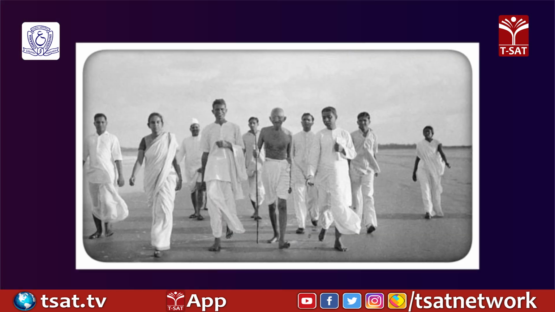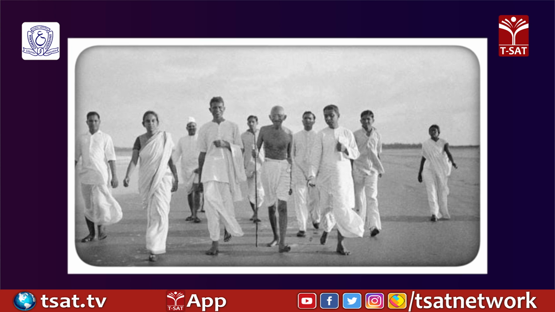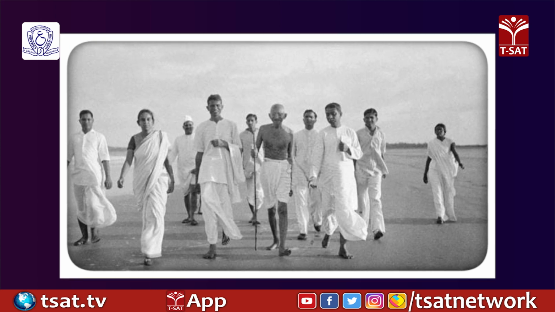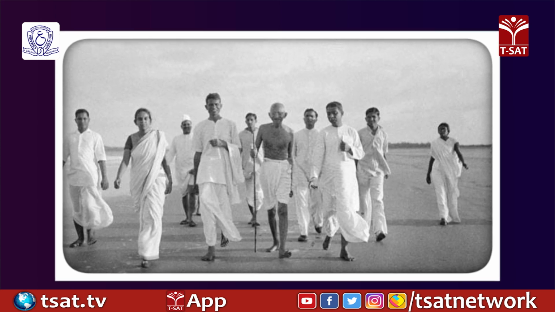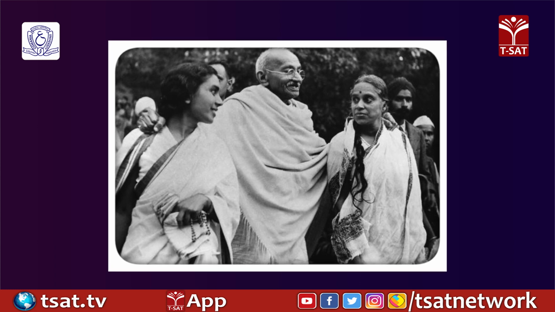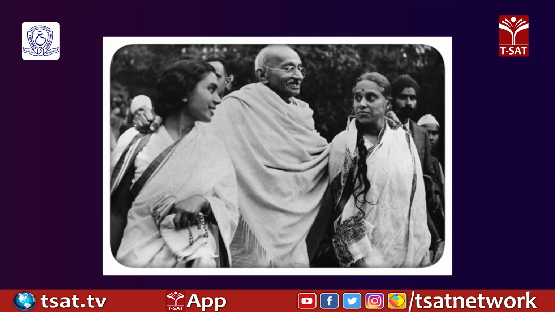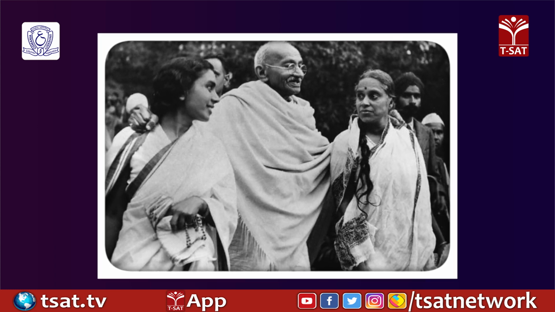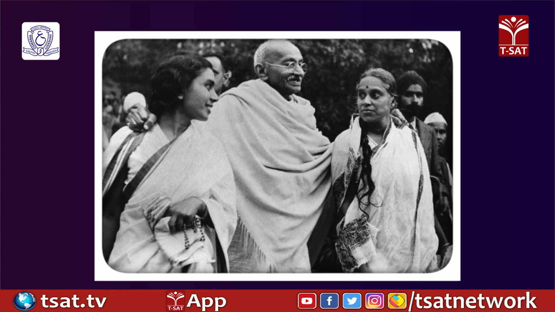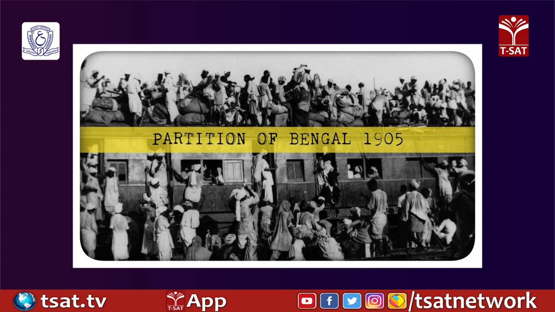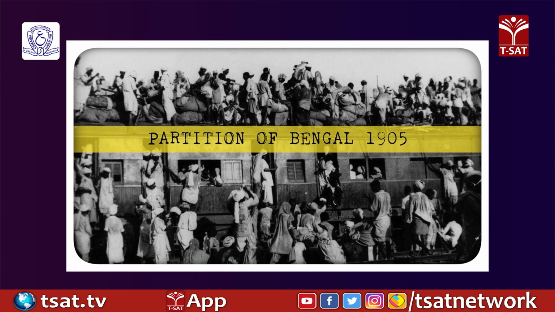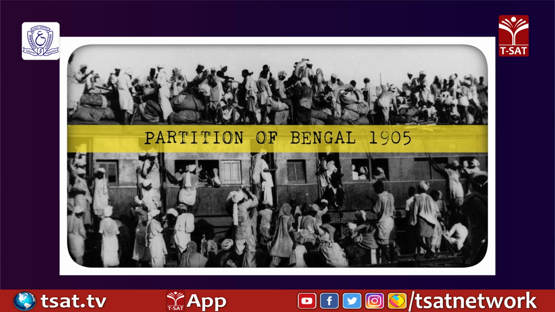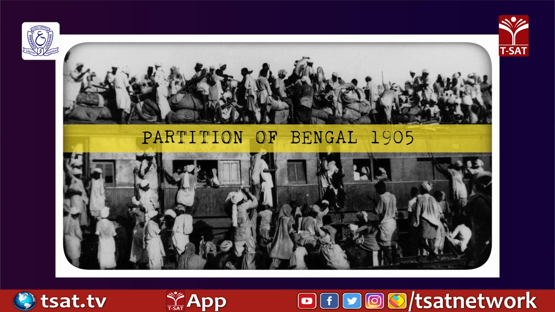Till 1919, the national movement was limited to the urban upper class, and it was later with Gandhiji's entrance into the national movement that participation of the masses began to take place. In this phase, political developments and women's participation in the national movement went hand in hand. The partition of Bengal in 1905 resulted in the launching of the Swadeshi movement by the nationalists.